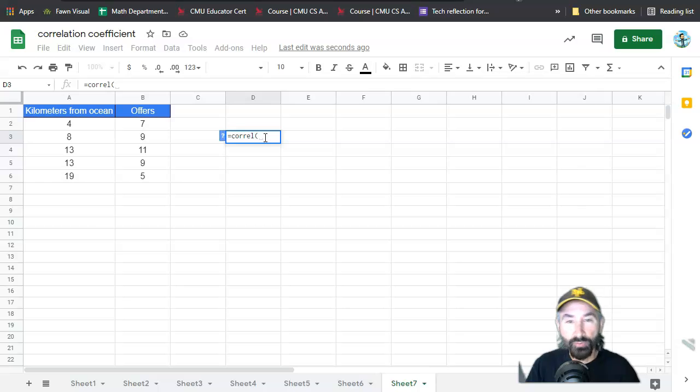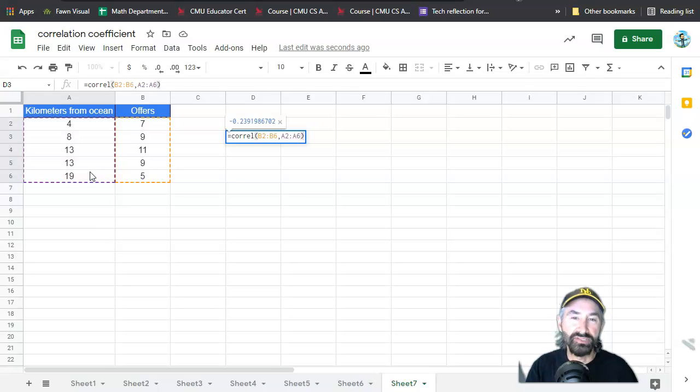Anyways, I do open parentheses. And by the way, you'll notice when I begin to type CORREL, C-O-R, it is the only thing that comes up. So I'll just keep typing and then open parentheses. And then, strangely, when you go to get the correlation coefficient, you have to provide the formula with the Y data first, then the X data. And so I'm going to use my mouse to highlight the Y data, and then I'm going to put a comma in there, and then highlight the X data using my mouse again. And then I'm going to close the parentheses and hit enter.